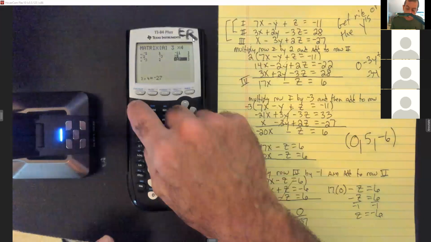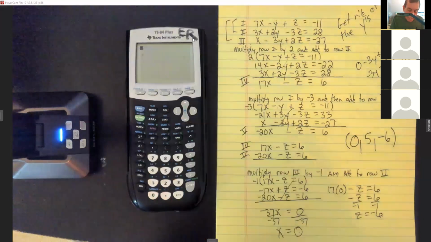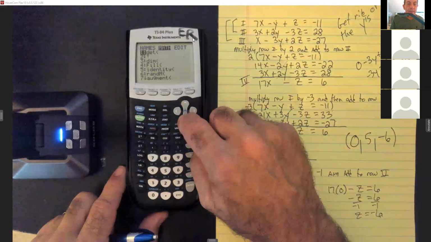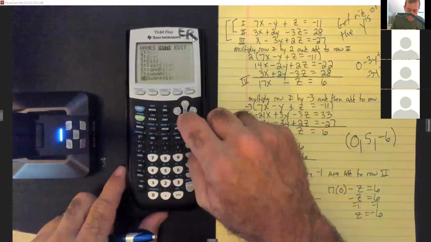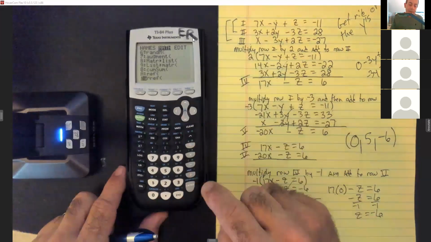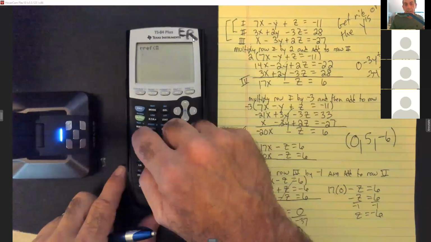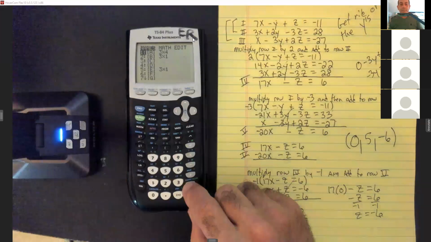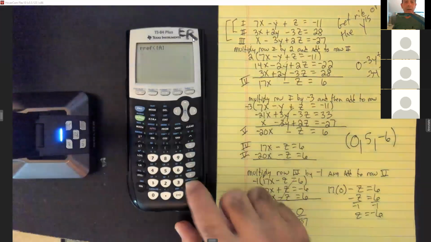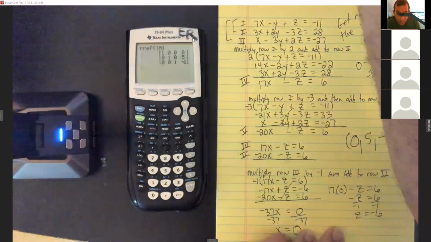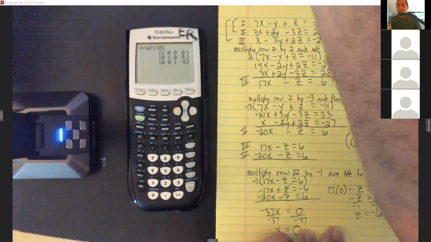And then remember, I'm going to go get RREF by hitting second, x negative 1, go to math, and then arrow down to RREF, which is B on mine, hit enter. Now go get that matrix by hitting second, x negative 1. Since we put it in A, we just hit enter. Now when we hit enter, look at that, y'all. There's our 0 for the x, y was the 5, and then z was negative 6.